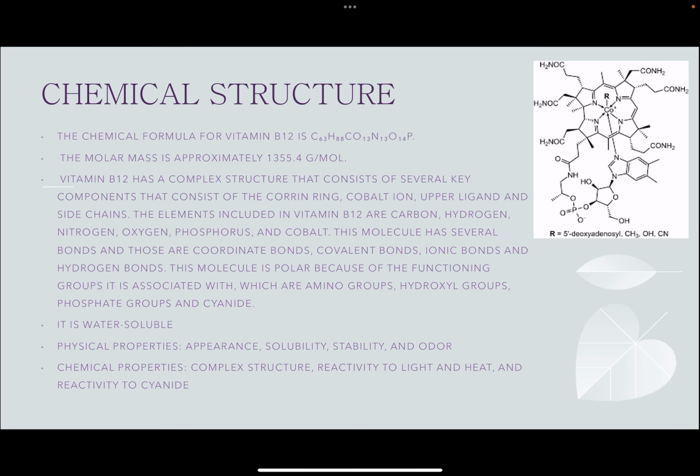Chemical structure. The chemical formula for vitamin B12 is carbon 63, hydrogen 88, cobalt 13, nitrogen 13, oxygen 14, and phosphorus. The molar mass is approximately 1,355.4 grams per mole. Vitamin B12 has a complex structure that consists of several key components: corrin ring, cobalt ion, upper ligand, and side chains. The elements included in vitamin B12 are carbon, hydrogen, nitrogen, oxygen, phosphorus, and cobalt.